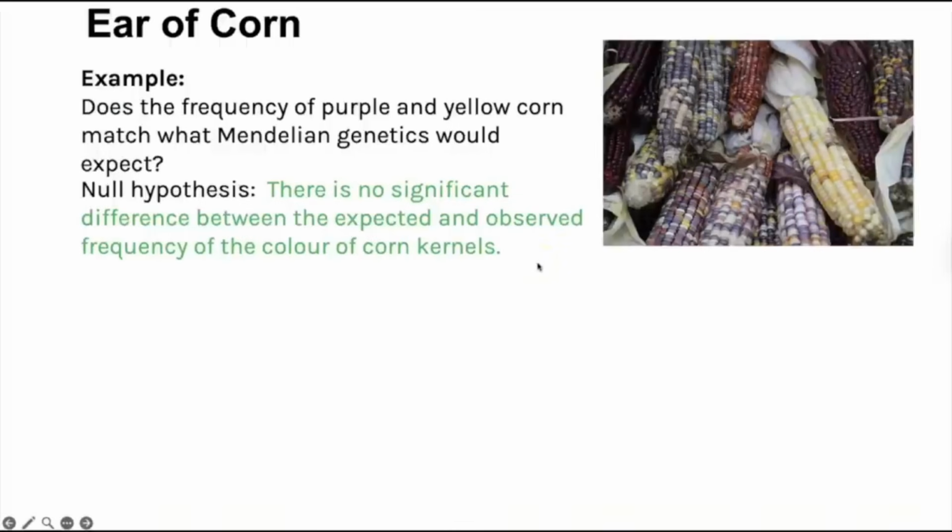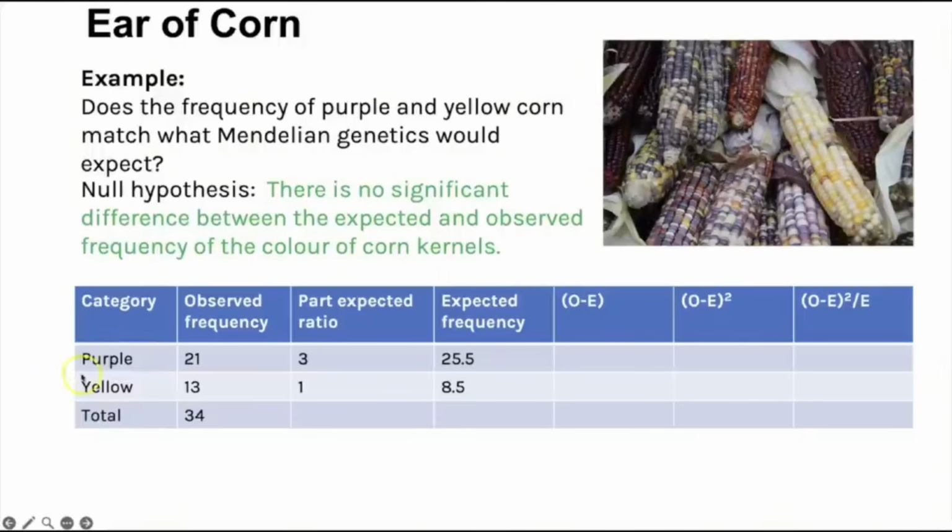So our null hypothesis would be there is no significant difference between the expected and observed frequency of the colour of corn kernels. And then we can fill in a table like this. Now, you wouldn't be expected to remember how to draw this table, but it has come up that they've given you this table with empty sections and you then have to fill it in. So you need to know that O is the observed, E is the expected. So here's what the student observed: 21 purple, 13 yellow, which means there were 34 in total.